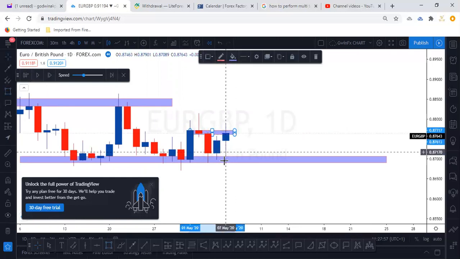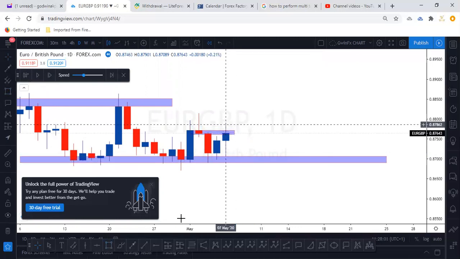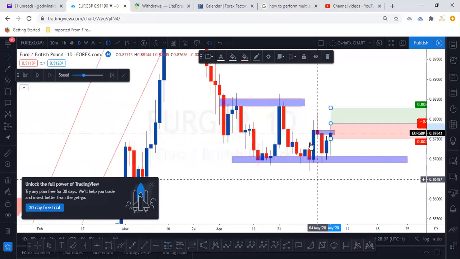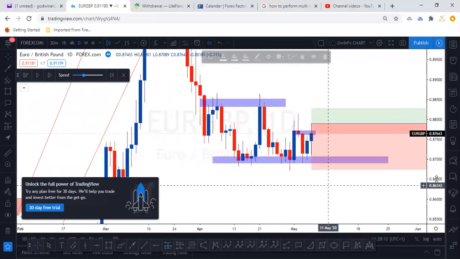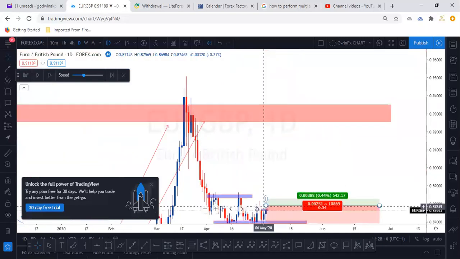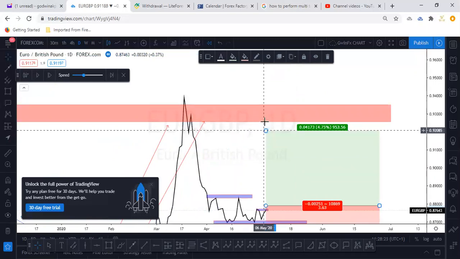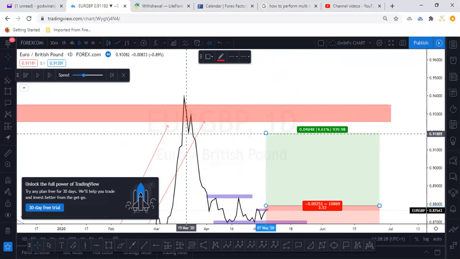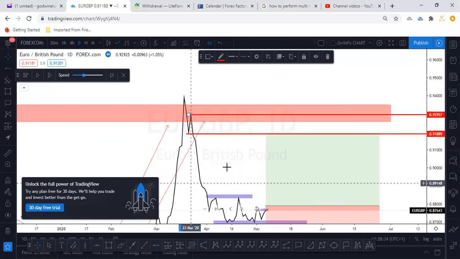After a test of this zone, we can then look to enter at the breakout. So we can pull up a buy here, and then our stop loss will be below here, the lowest week, and our target would rise back into the high. So we'll just see structure here, our TP1 and our TP2.